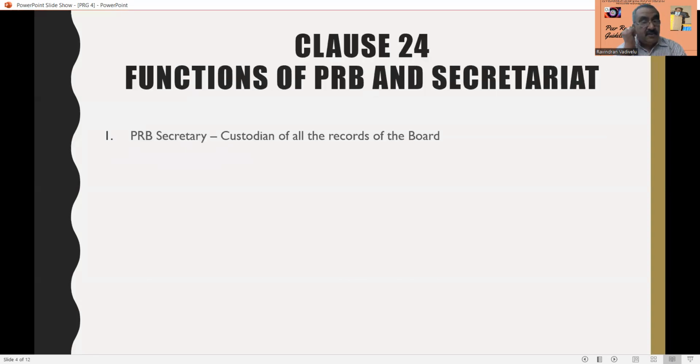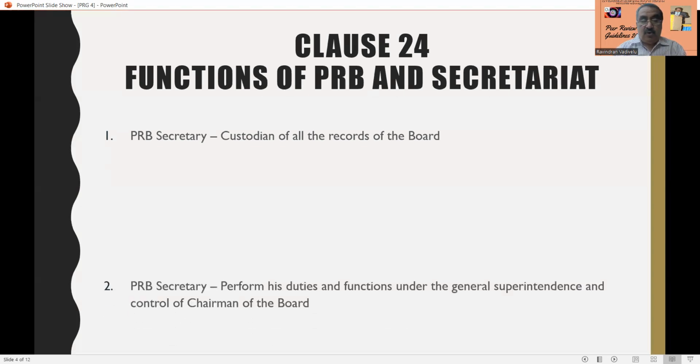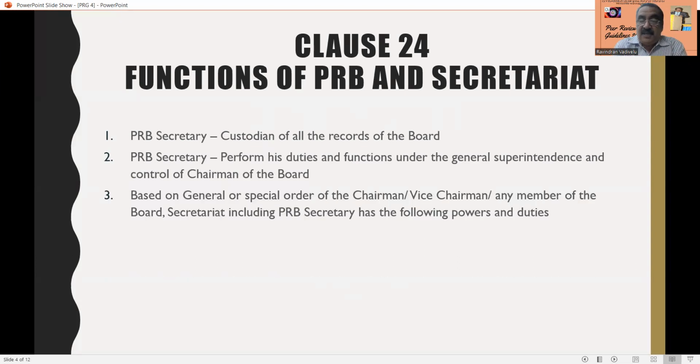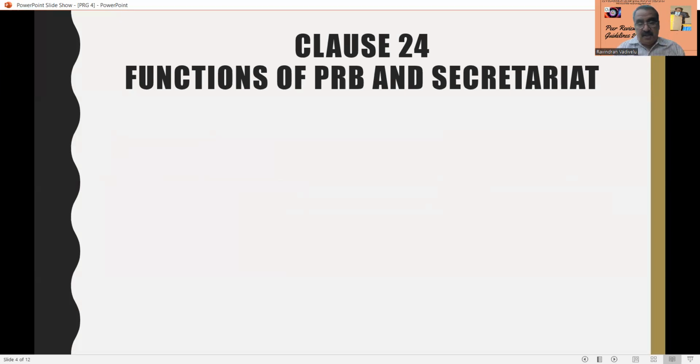Now we are going to see the functions of the peer review board and the secretariat. Here, the peer review board secretary is the custodian of all the records of the board, and he has to perform his duties and functions under the general superintendence and control of the chairman of the board. Then, based on the general or special order of the chairman or vice chairman or any member of the board, the secretary, including the peer review board secretary, has to perform the duties, and they have the following powers.